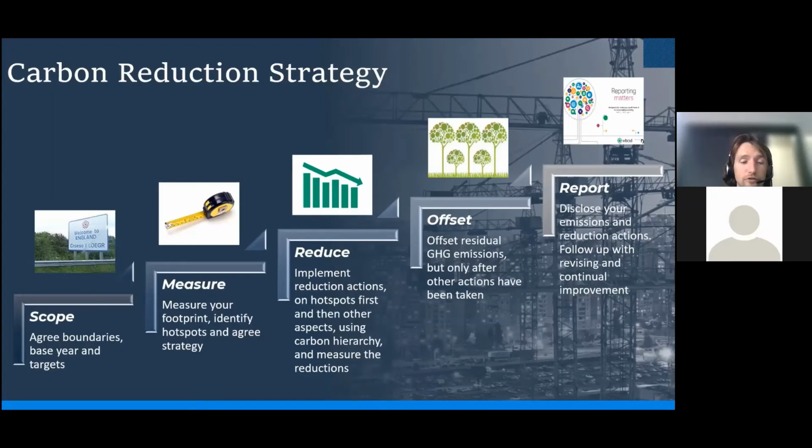Measuring is data collection, again things like identifying hotspots. Finally, once you've got that, you can reduce your carbon emissions. So that's taking actions. You can also offset residual carbon emissions, so anything that you're unable to reduce, you can offset through certified carbon credits, for example. And then obviously you want to report, so disclose what you're doing.